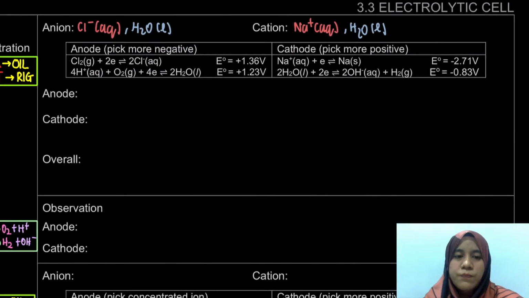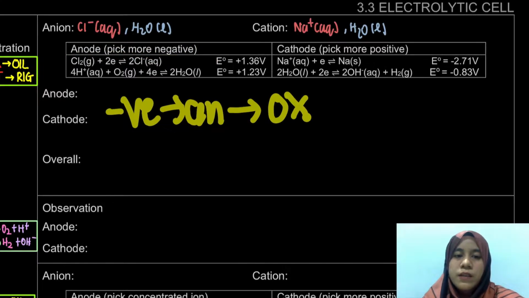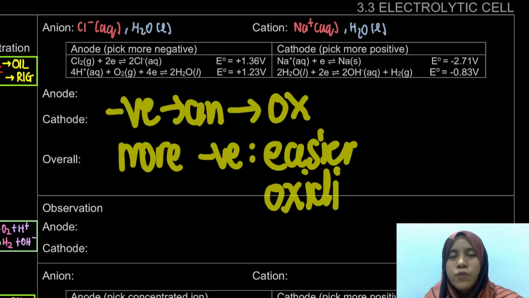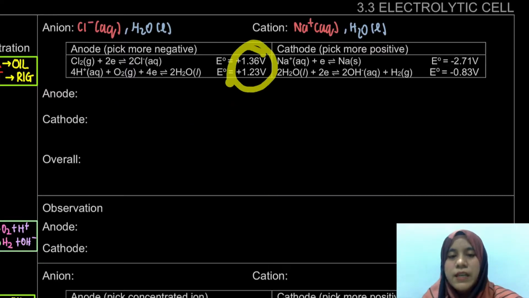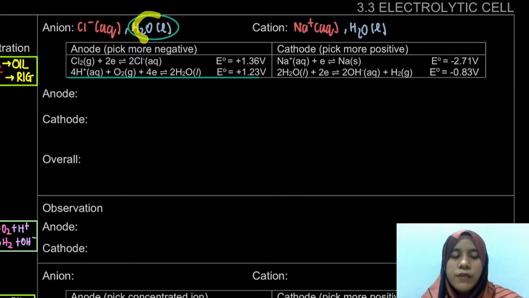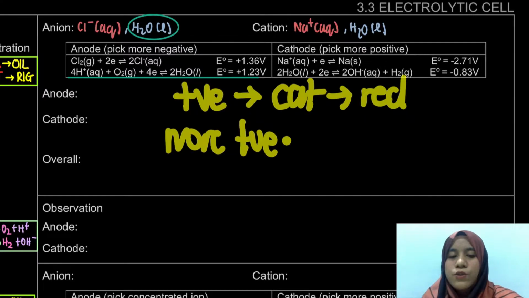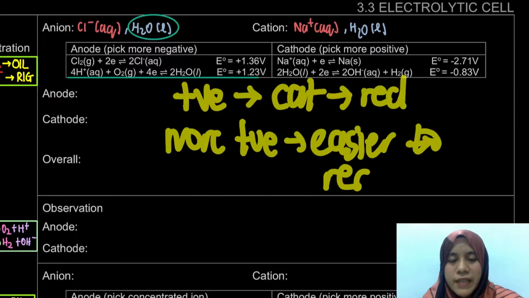The basis of it: first for the anode, we will pick the more negative one. The more negative, the easier to oxidize, because oxidation occurs at the anode. So here, this is the equation that we want, which is the species H2O. The H2O will be chosen as the reactant for your anode. Cathode, more positive. The cathode is reduction, where reduction is gain of electrons. So more positive is easier to gain electrons.